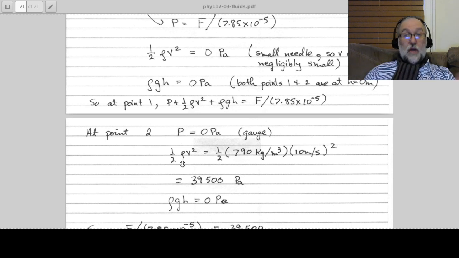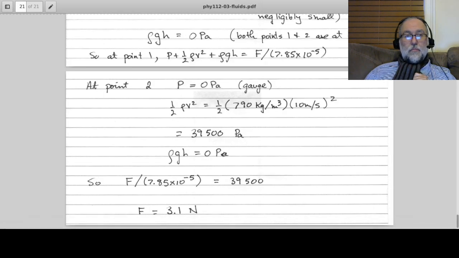1/2 rho v squared. It is flowing, and so it's going to be 1/2 times the density, which is 790 kilograms per meter cubed. 0.79 grams per cubic centimeter multiplied by 1,000 gives kilograms per meter cubed, 790 kilograms per meter cubed. And v, I said, was 10 meters per second. Multiplying that all out, I get 39,500 pascals. And rho g h is zero, for the reasons I just said. So if we add all those together at point number two, the only contribution is from 1/2 rho v squared, and so the total energy density at point number two is 39,500 joules per meter cubed.